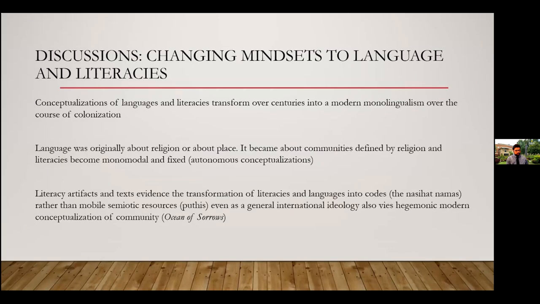The literacy artifacts and the texts evidence this change of language and literacies into codes, as you can see in the Nasihatnama example, rather than mobile semiotic resources, which is what I would argue is being used in the Puthis, and into a general internationalist ideology that also vies for the hegemonic modern conceptualizations of community in Ocean of Sorrows. So these are three instances of community that is going on here, and language and community relationships.